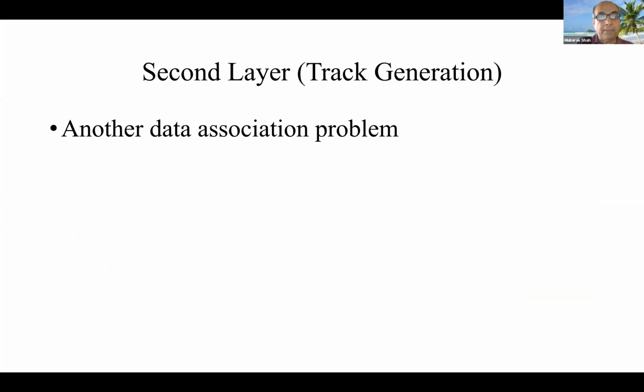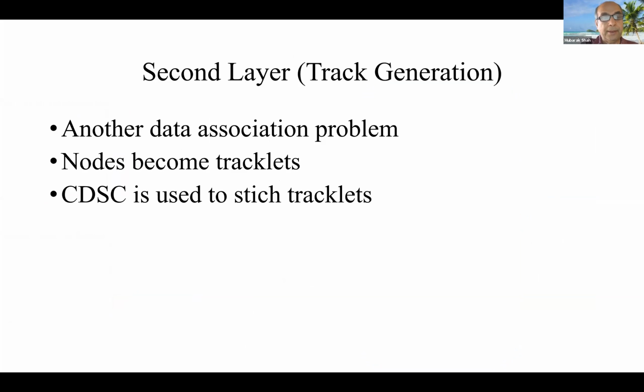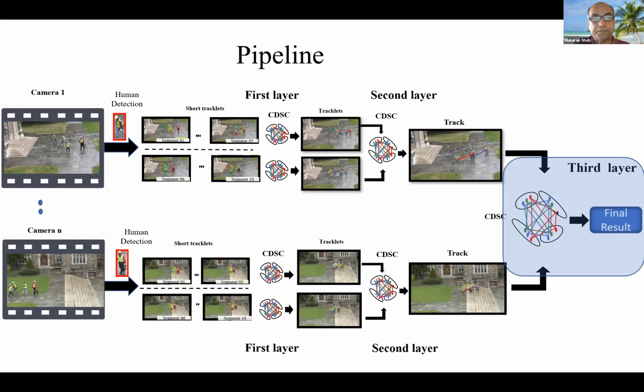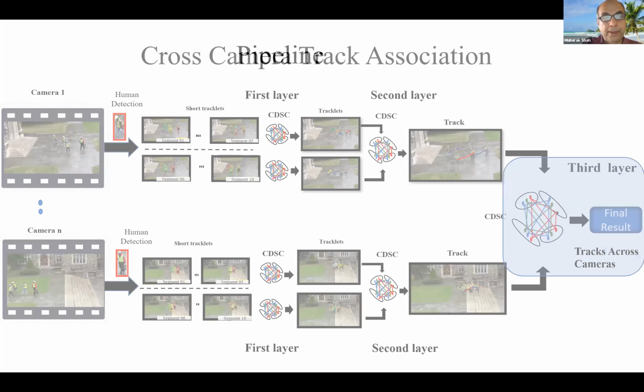Another data association problem. Now the nodes are tracklets. Then we apply the constraint dominant set to strip the tracklets, and that way we get the tracks. So now the third layer is where we get tracks in different cameras, and we want to solve the data association problem, the cross camera non-overlapping field of view problem.